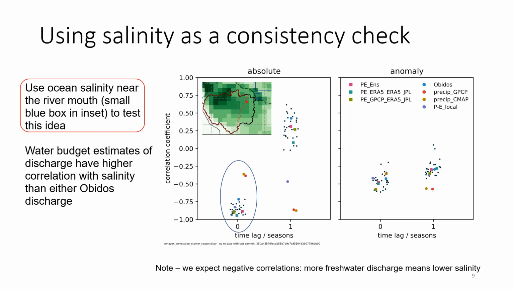Next, we can also use the ocean salinity measurements at the mouth of the Amazon River basin as a consistency check. Here, we are computing the correlation between different quantities versus the observed salinity. And again, we see the ERA5 precipitation, evaporation, and JPL total storage together give the best correlation, almost -1. We expect negative correlations because more freshwater discharge means lower salinity. In contrast, if we use the observation of discharge from Óbidos itself, the correlation is only -0.75. Again, this indicates using a constant factor to convert Óbidos discharge to the whole Amazon River discharge may not be very appropriate.